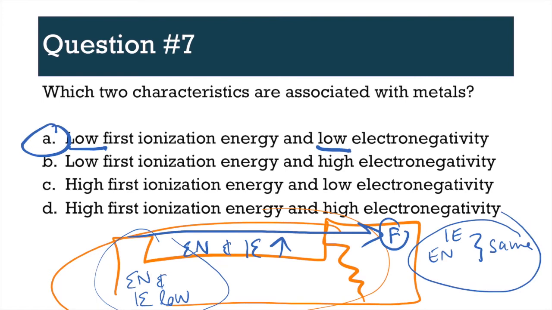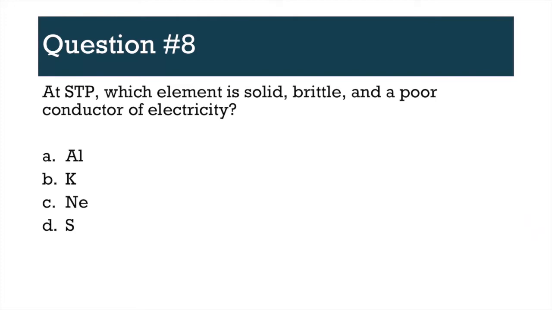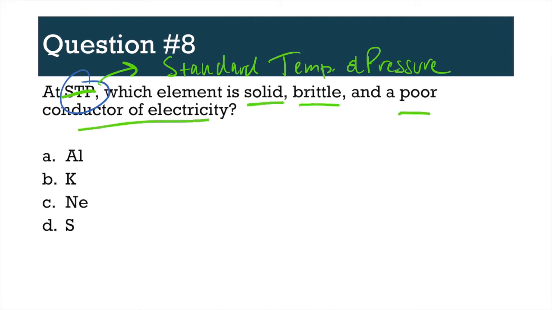Okay, moving forward, number 8 says at STP which element is solid, brittle, and a poor conductor of electricity. I don't know if we mentioned this yet. STP means standard temperature and pressure. For every unit except gases, which is still a while away, you can ignore it. It's there just to confuse you. So the element is solid, brittle, and a poor conductor of electricity. All of these things shout nonmetal.